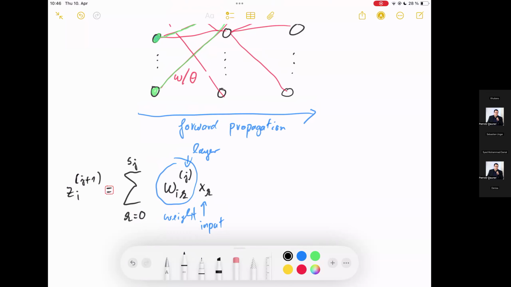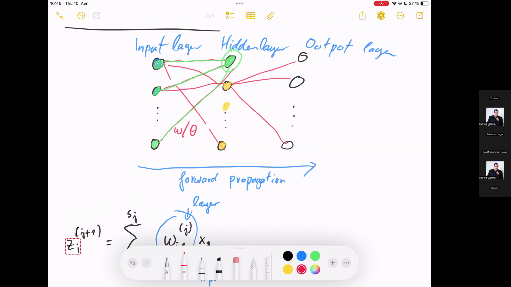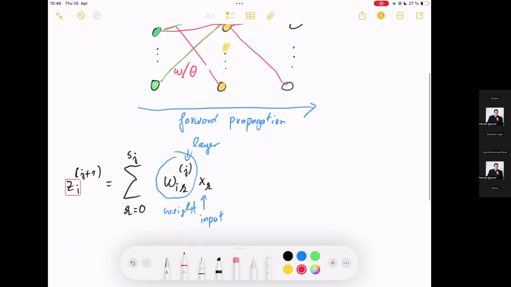And I'm doing this process not just for that unit, but also for the next unit, up to the last unit. So I'm always calculating the sum of products, because I have different weights. I have one weight which goes from the first input unit to the first hidden unit, and I have a different weight going from the first input to the second hidden unit. And this is just one attempt at how I can define this. So I say z i of the next layer is the sum of products.